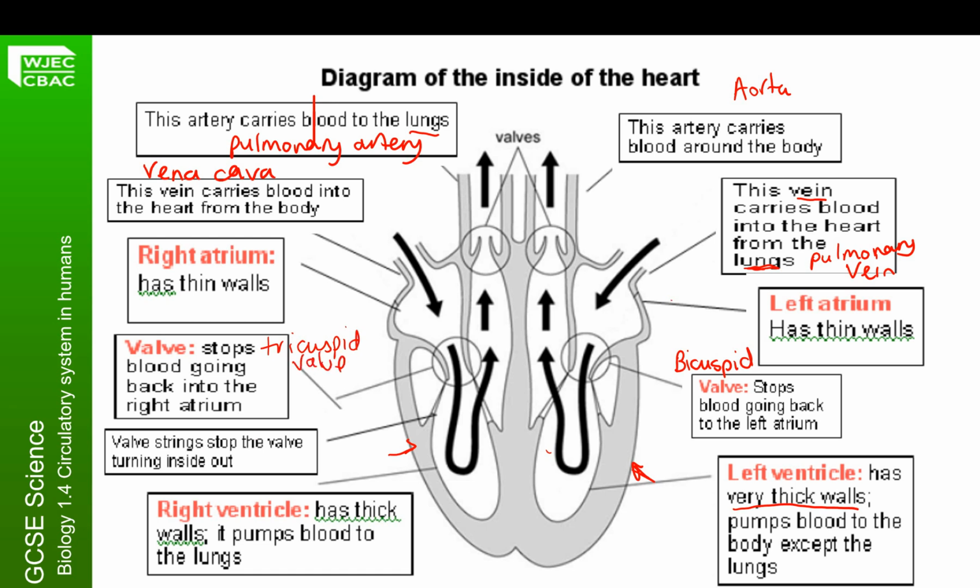The valve strings or heart strings stop the valve turning inside out, and the right ventricle has thick walls, but they're not as thick as the left. See, very thick on the left. The right ventricle pumps blood to the lungs, out through that pulmonary artery that we've already labelled. So if you manage to label all of those parts correctly without any help, without any assistance, you are doing extremely well.